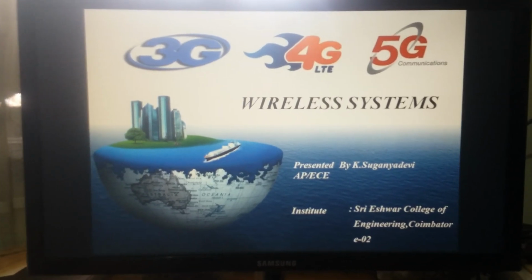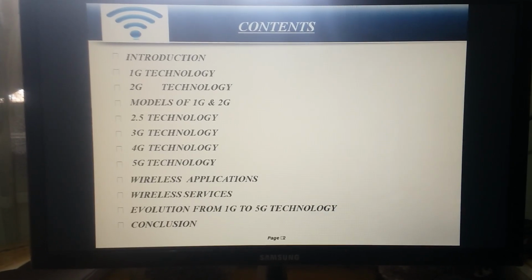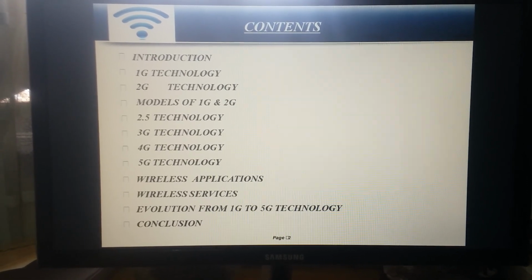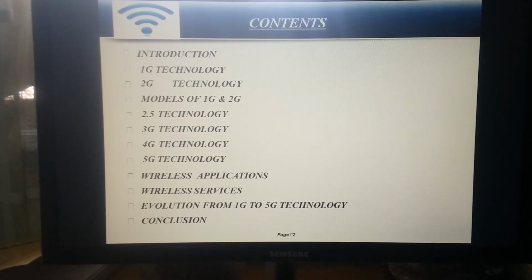Hello all, today's topic is 4G technology, and the contents of the particular unit are 1G, 2G, 3G, 4G, 5G, and the comparisons, applications and the modulation techniques.